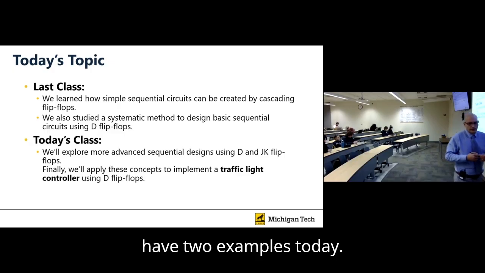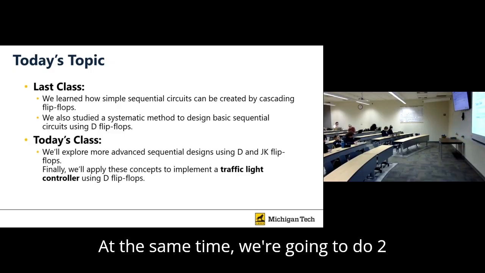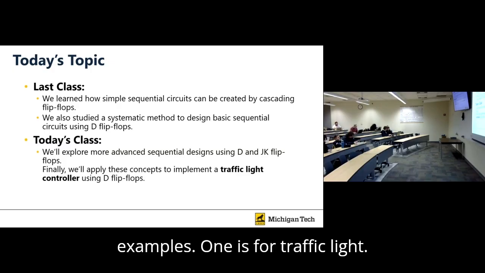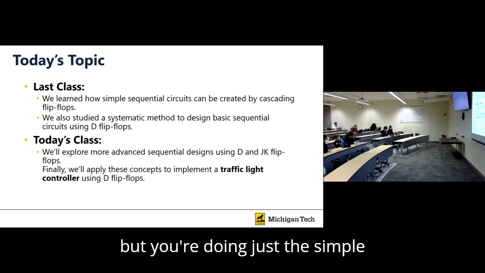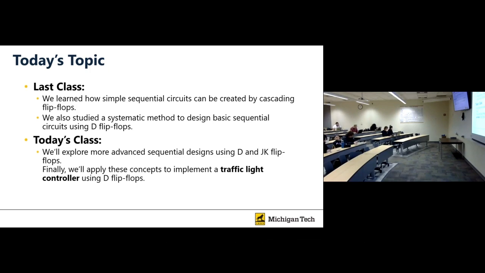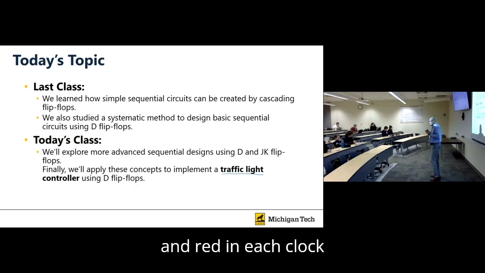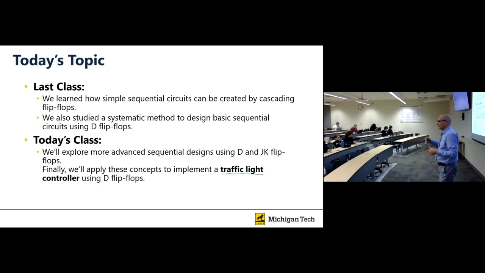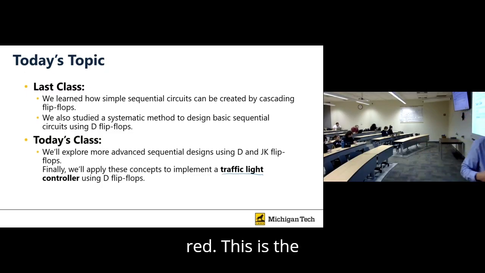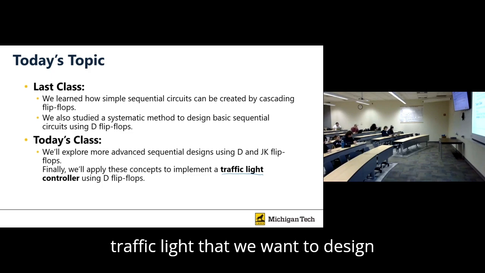We can have two examples today. At the same time, we're going to do two examples. One is a traffic light. A traffic light can be complicated, but here it's really just a simple traffic light that switches between green, yellow, and red, changing color on each clock. But for red, it stays red for 2 clocks. Red is longer. This is the traffic light that we want to design today.